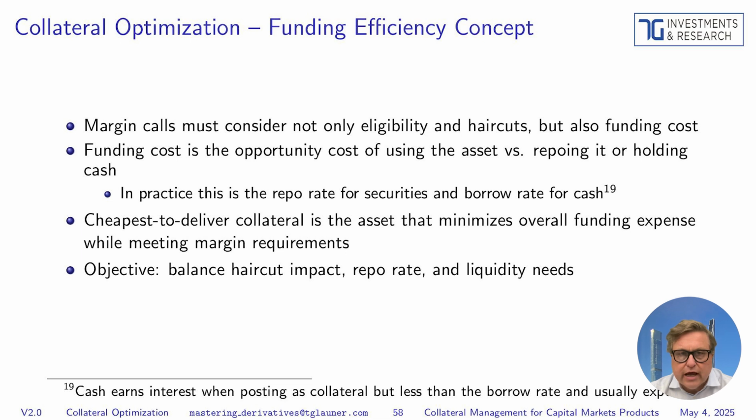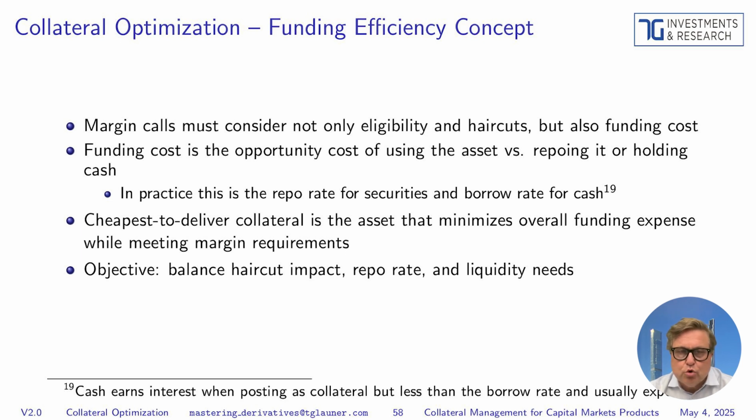When managing collateral, it's important to consider not just eligibility and haircuts, but most importantly, funding costs. Funding cost represents the opportunity cost of using an asset, whether you could repo it to raise cash or whether you're forced to borrow cash instead. In practice, the funding cost is the repo rate applied to securities and the unsecured borrowing rate for cash.